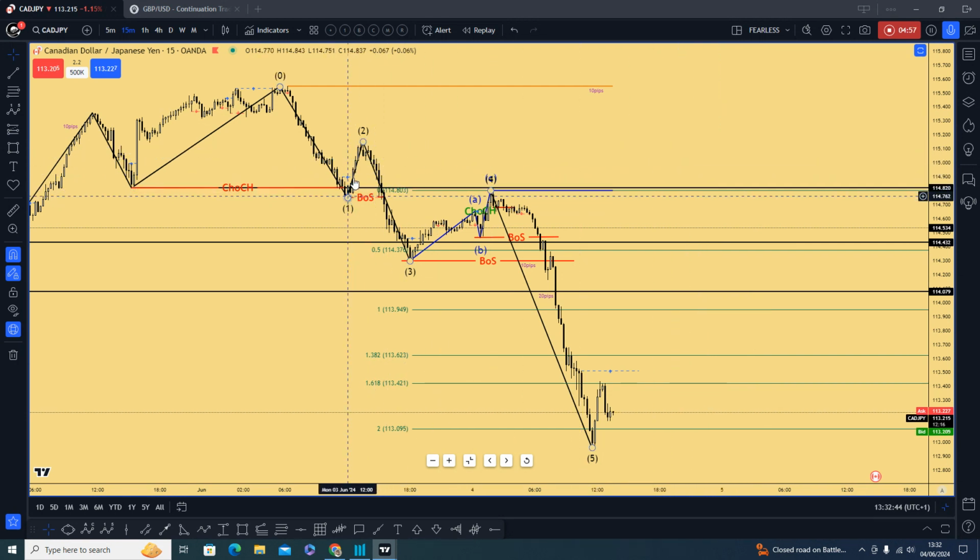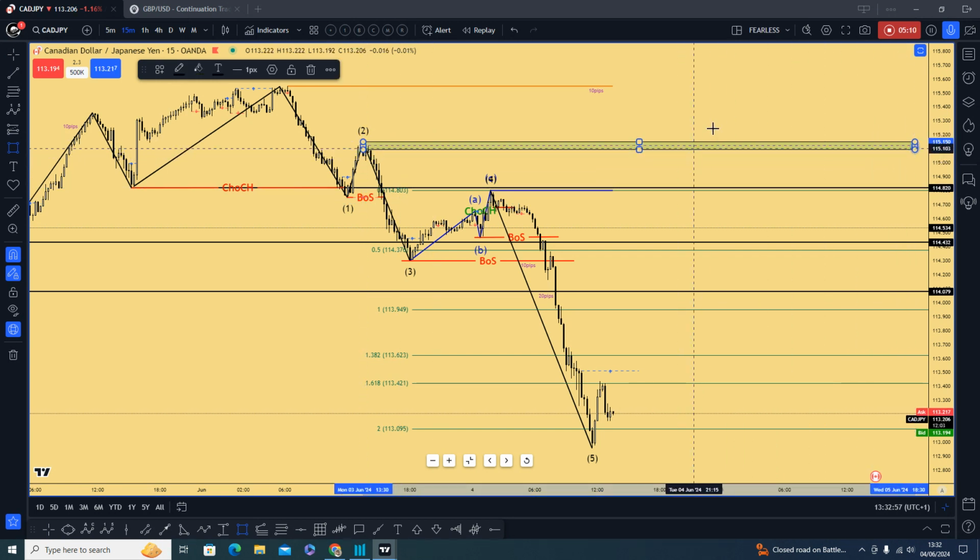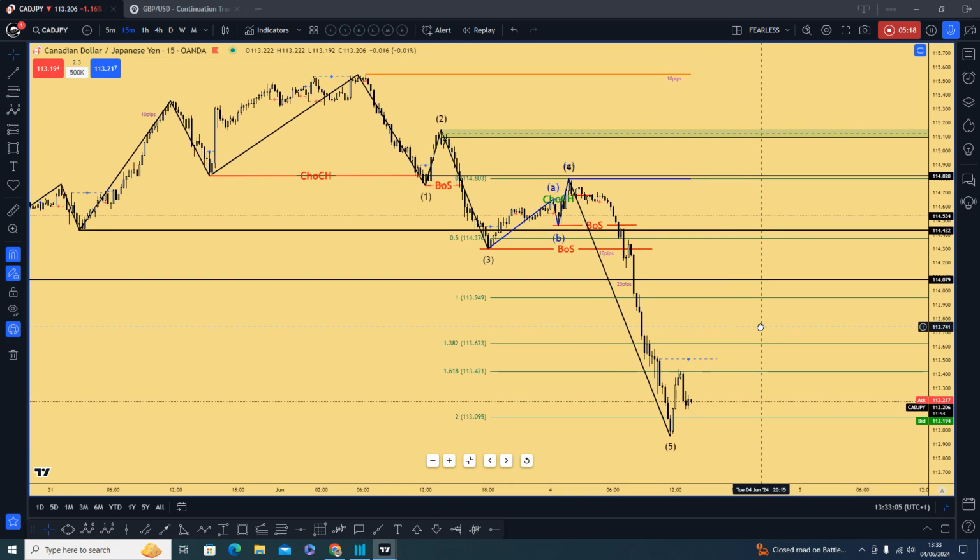We also have this 2 structure that came above the change of character here. This actually might be the best area to short from. If they get there, we may have a nice move to the downside. But that is just an update on the Canadian dollar Japanese yen.